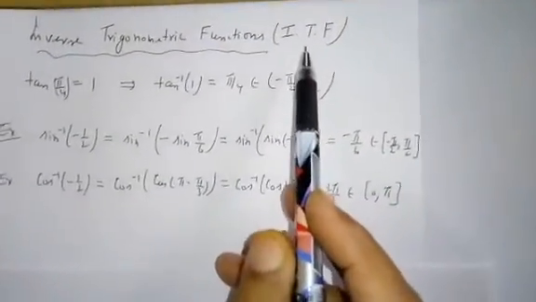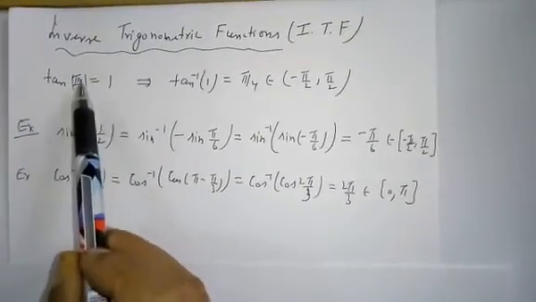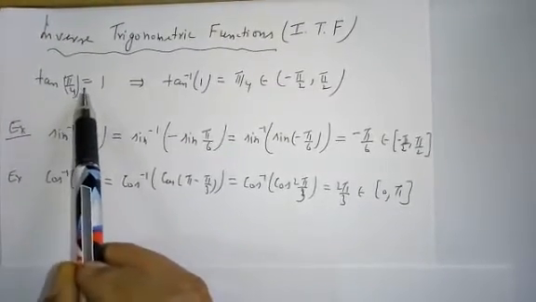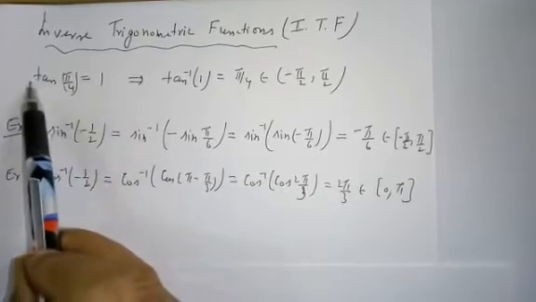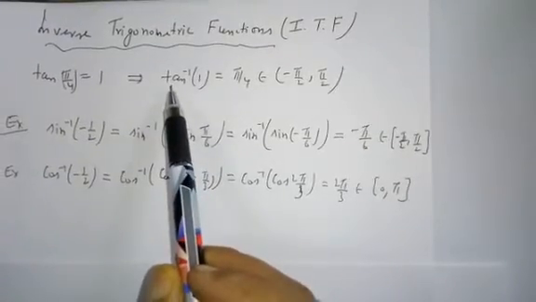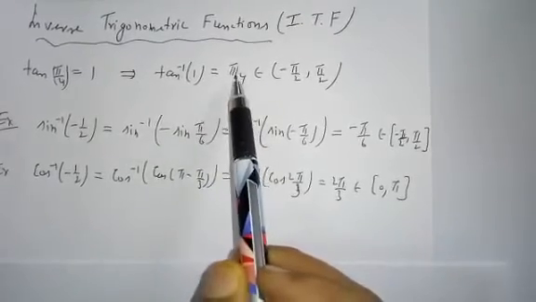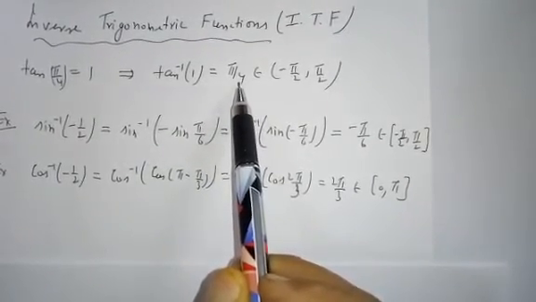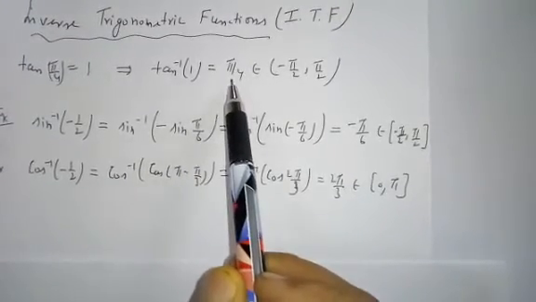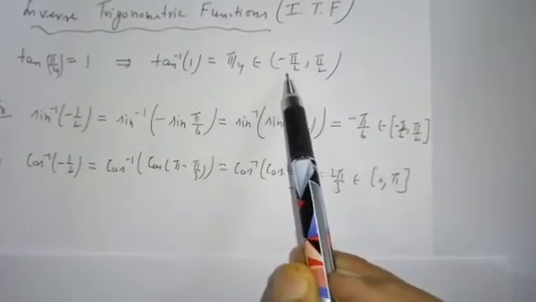Inverse trigonometric functions. In a main trigonometric function, an angle is given to us and we calculate its value. For example, tan pi by 4 is equal to 1. So with the trigonometric function, we have an angle and we get a value. But in an inverse trigonometric function, we have a value and the output we get is an angle. Tan inverse 1: in the case of tan, 1 is for pi by 4, and also check whether the output lies in the PVB or not.